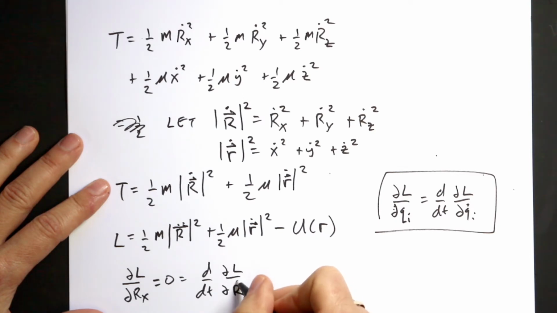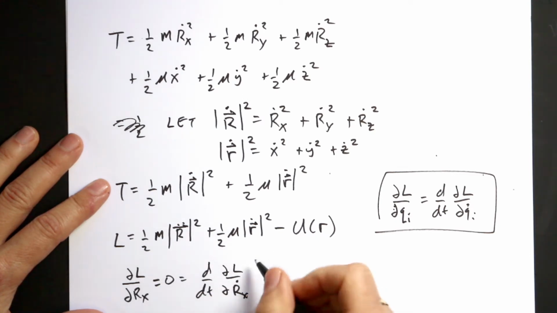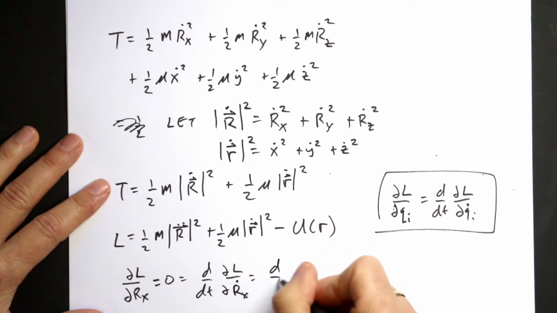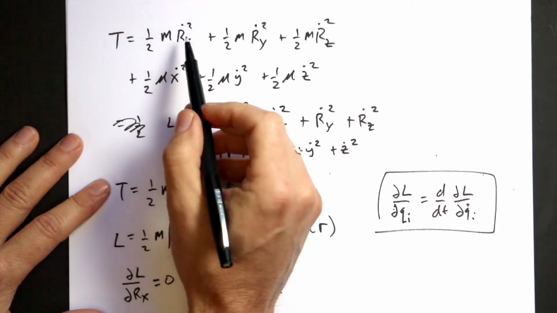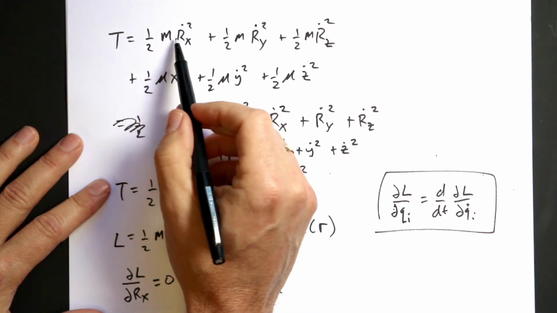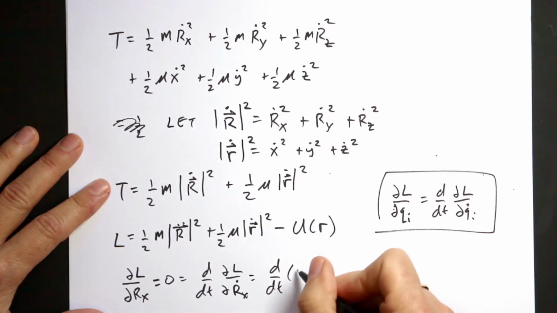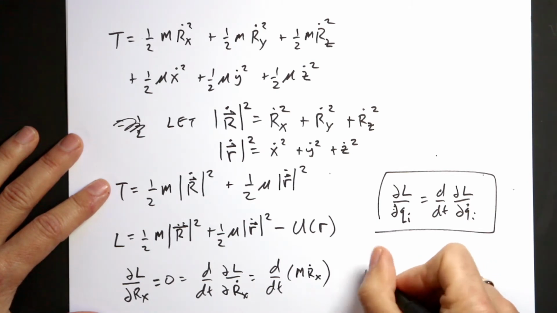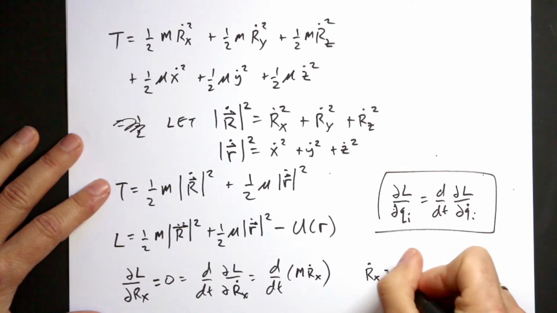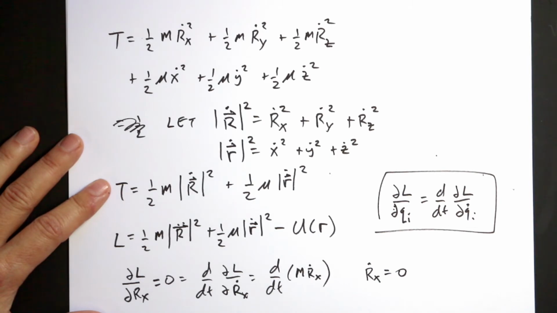R_x dot. So this would be the derivative with respect to time. If I take the partial with respect to R_x dot, I could do it up here, I get 2m R_x dot. No, I get m R_x dot. And the derivative of that has to be 0, which means that R_x dot equals 0. Right, because the derivative of this has to be 0. No, it's a constant.